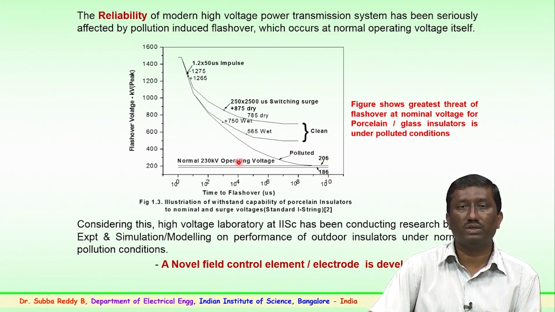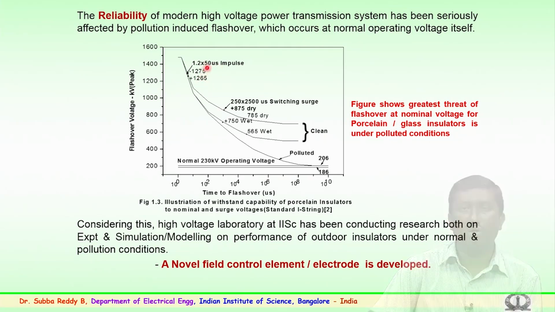For a 220 kV system, 1.2 by 50 microseconds is the impulse voltage, or lightning surge, which the insulation has to withstand. For dry conditions, 1275 kV is applied and the insulation withstands. So, no problems.